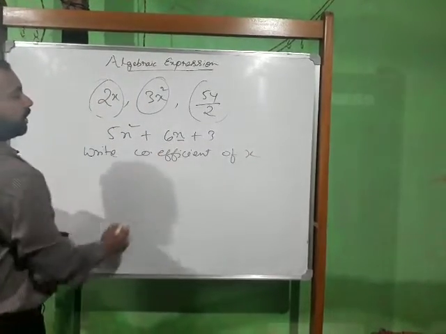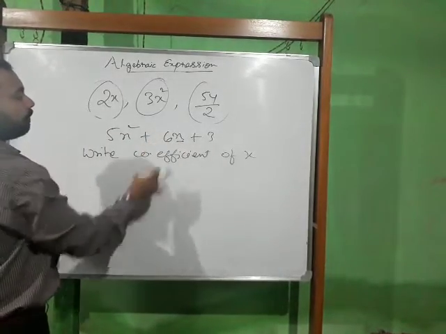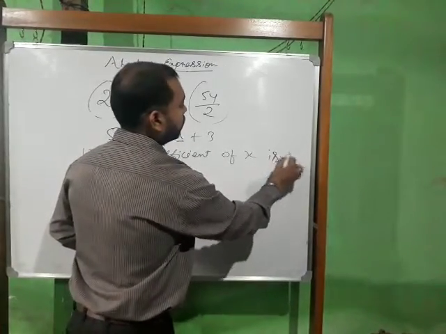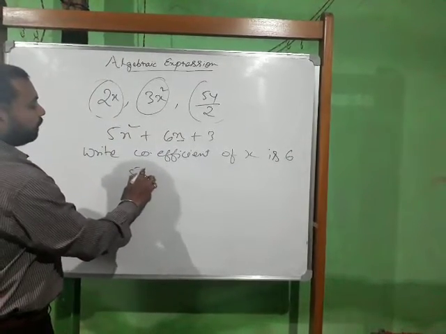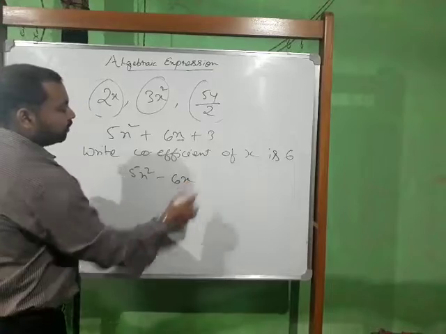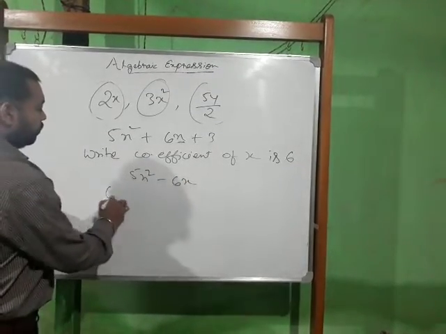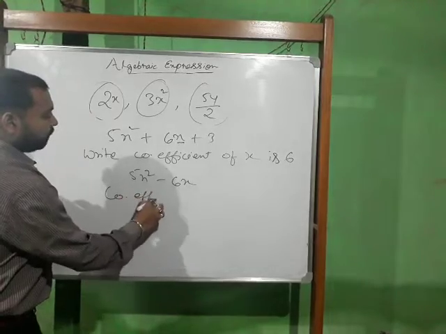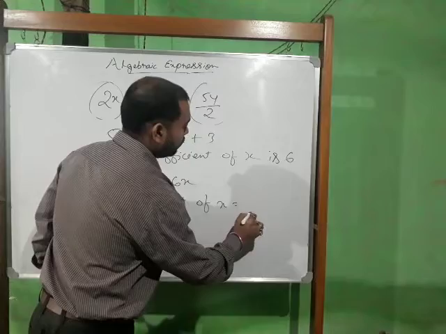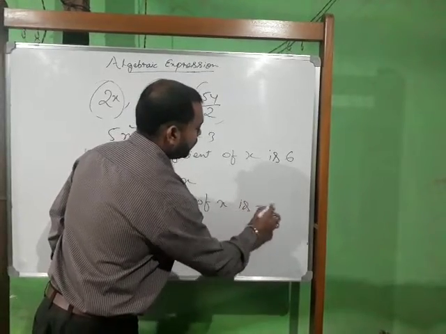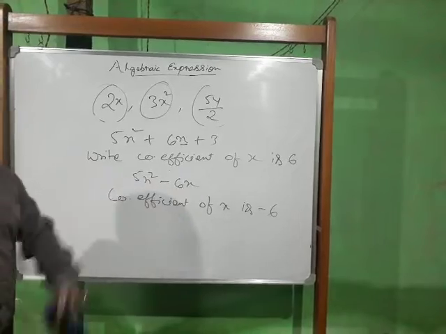Now you see, this is x. I have talked about x, not x square. So the coefficient of x is what? It will be 6. Okay, and if the equation is like this, 5x square minus 6x, again if I ask, write the coefficient of x, it is minus 6 now, because the minus sign is there. So it is minus 6.